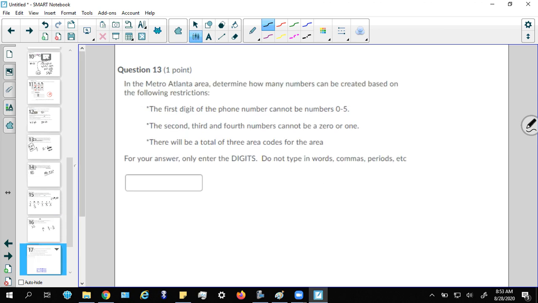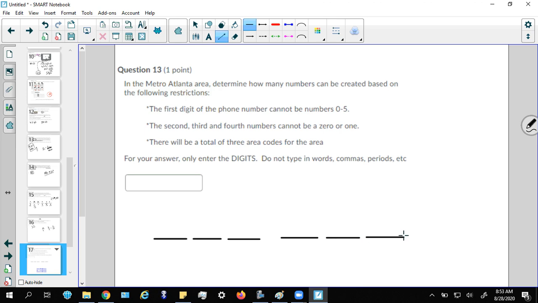All right, question number 13. This is a question a lot of folks messed up on. The first thing is, we're dealing with a phone number. Whenever you deal with a phone number, the first thing I do is write 7 blanks down because that's how many numbers a phone number has. So blank, blank, blank. Let me put the dash in there just so I don't get lost.